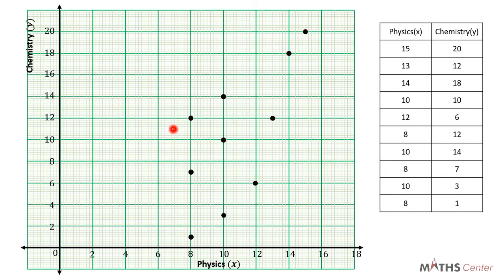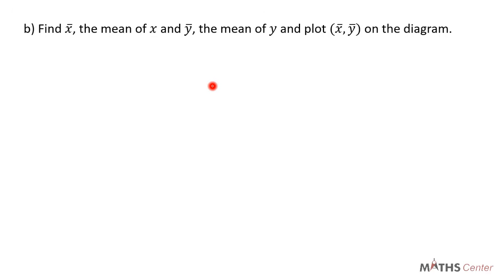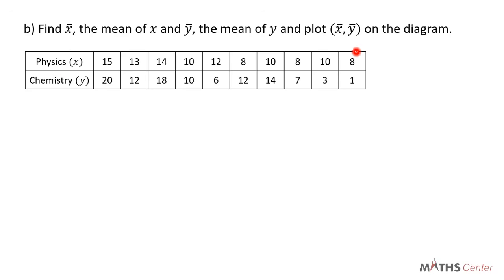Now we have the scatter diagram here. We have plotted the points on the graph sheet. So this is our scatter diagram. Let's move on to the next part of the question. It says that we should find x mean, that is the mean of x, and y mean, the mean of y, and plot them on the diagram. This is the table of values. These are x values and these are y values.